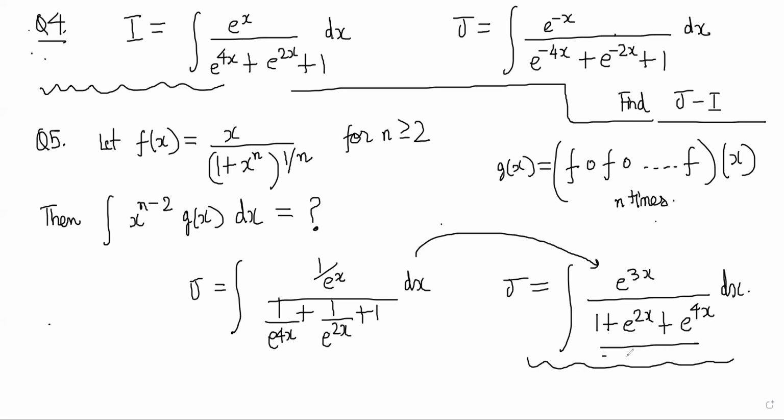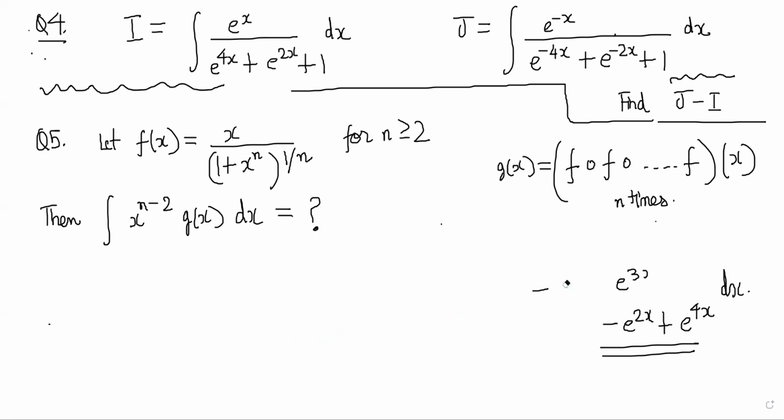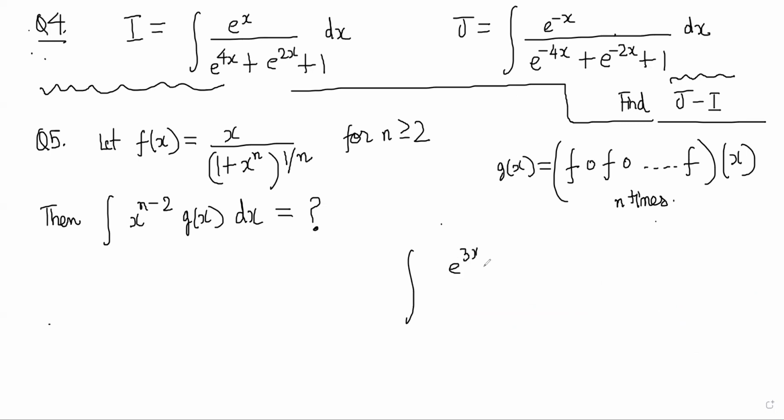And the denominator becoming the same, yes sir. So now that we finally have the same denominator, you have to find j minus I. So basically the integration is: try to do the integration of e power 3x minus e power x by the denominator, right? Yes, sir. This is the integration of that over e power 4x plus e power 2x plus 1 dx.